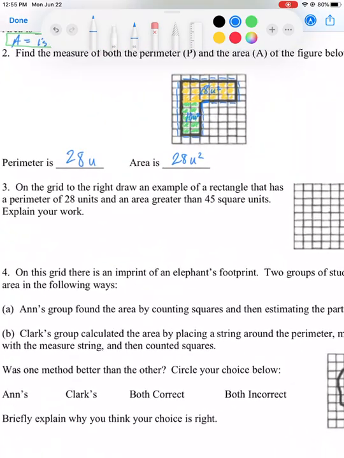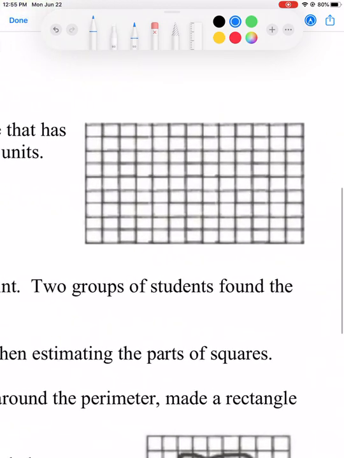Okay, for that one. Number 3, on the grid to the right, draw an example of a rectangle that has a perimeter of 28 units and an area greater than 45 square units. Okay. Here's our grid. We need to draw a rectangle here. So let's say this one is a 3 by 3 rectangle because there's 3 side lengths here, 3 side lengths there, and the area is 9.